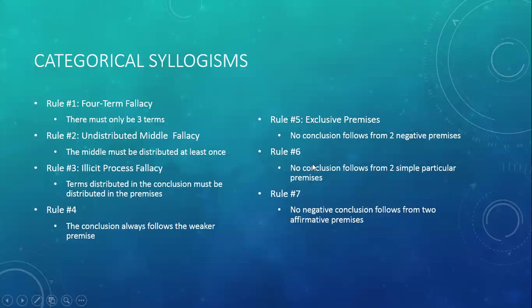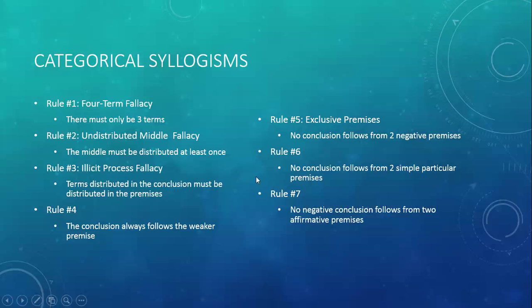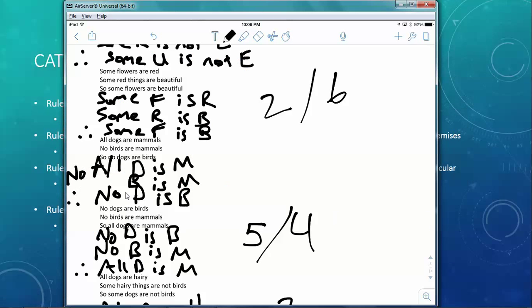No, I'm sorry, I have an affirmative premise, so that's not a problem. No conclusion follows from two simple particular premises. I don't have any simple particular premises. And no negative conclusion follows from two affirmative premises. So I'm not actually violating Rule 7 or Rule 2. This one is valid, guys. Hooray. One of them that's valid.